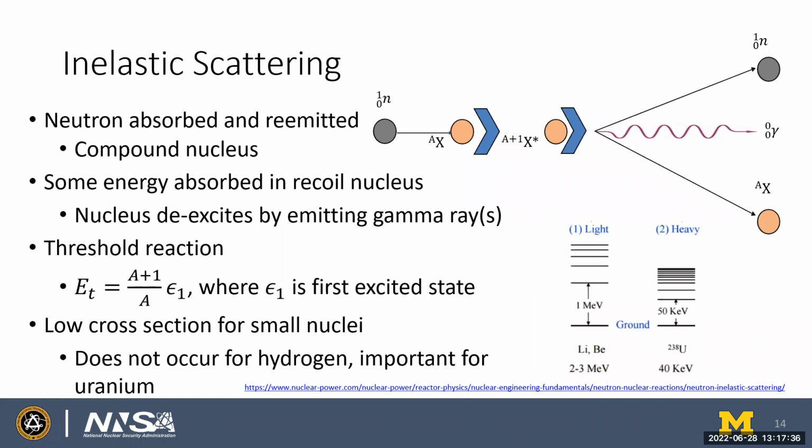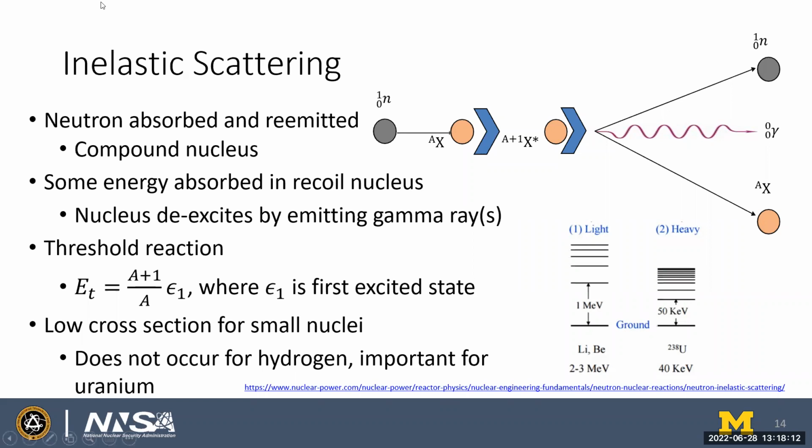And then we can also have inelastic scattering reactions. So we won't go through an example here because it's a bit more complex. There's a lot of different examples we could provide. But what happens in inelastic scattering is a neutron can be absorbed and re-emitted from a compound nucleus. So instead of just immediately scattering off the nucleus, we have this intermediate compound nucleus state. And because of this, some of the energy, instead of just being completely recoiled onto the nucleus, it's absorbed by the nucleus and then emitted in the form of one or multiple gamma rays.